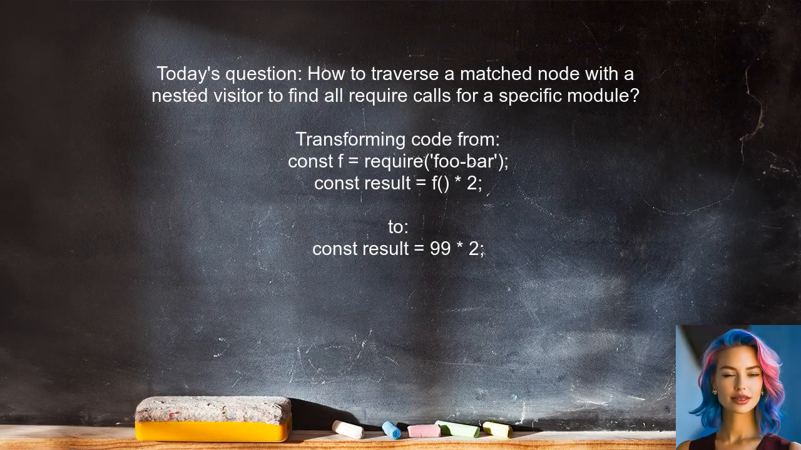Here's the specific question we're addressing today. One user asked how to traverse a matched node with a nested visitor to find all require calls for a specific module. They want to transform their code from requiring a module to a hard-coded value. Sound familiar? Let's explore this together.